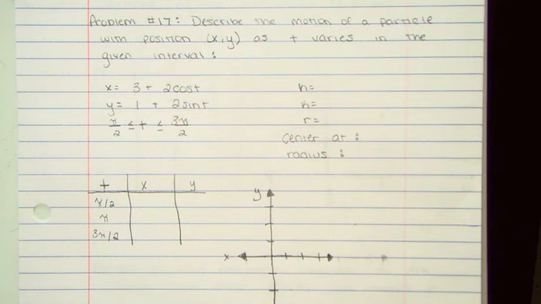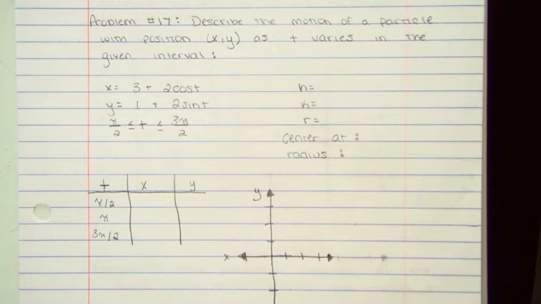On page 76, problem number 17 asks us to describe the motion of a particle with position (x, y) as t varies in the given interval. Given the equation x equals 3 plus 2 cosine of t and y equals 1 plus 2 sine of t, we are instructed to describe the motion within the boundaries pi over 2 to 3 pi over 2.